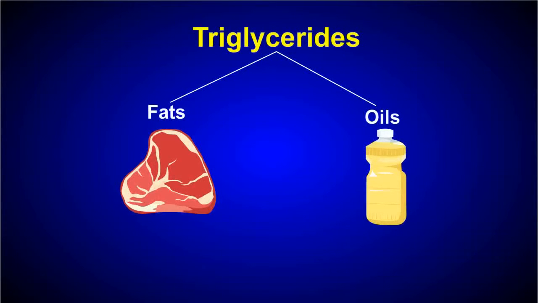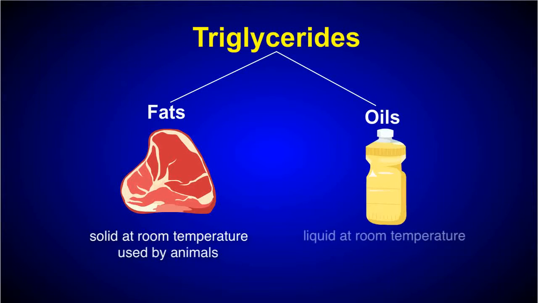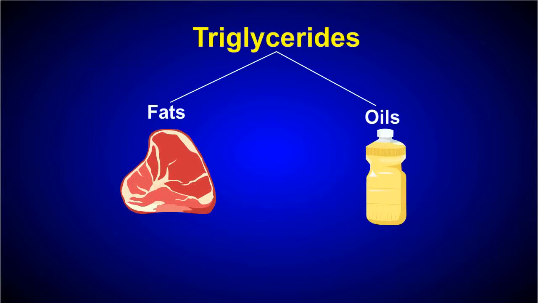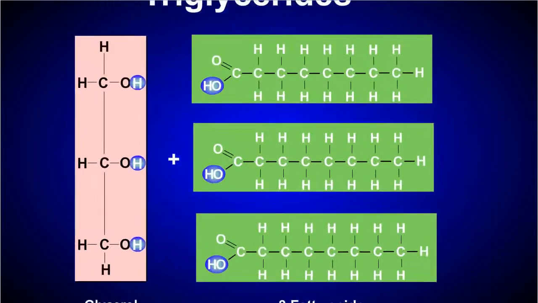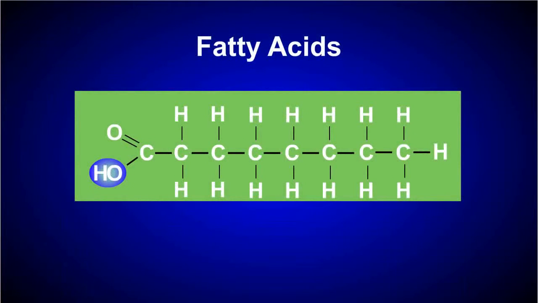Fats, such as lard and butter, are solid at room temperature and are used by animals for insulation, protection, and long-term energy storage. Oils, such as corn oil and olive oil, are liquid at room temperature and are used by plants for long-term energy storage. At the molecular level, triglycerides contain 2 types of subunit molecules, glycerol and fatty acids. Let's take a quick look at fatty acids.